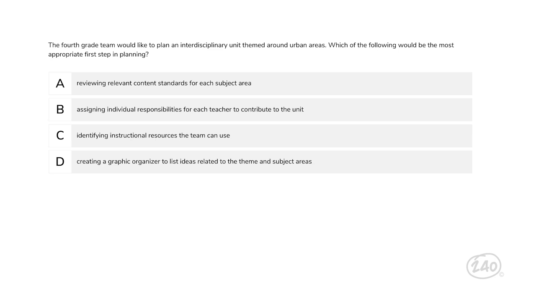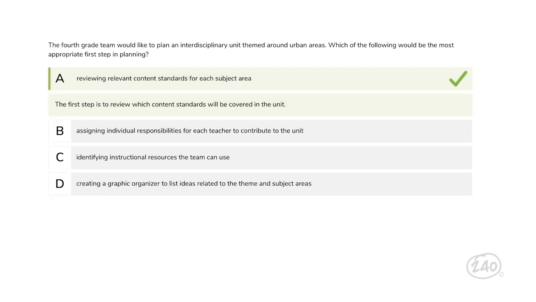Well, now I've got to ask, thinking about our lesson on interdisciplinary connections, what would you do first? Got your answer ready? Good. The correct answer is A. The first step is to review which content standards will be covered in the unit. No other steps can be completed until this is done. Nice job.